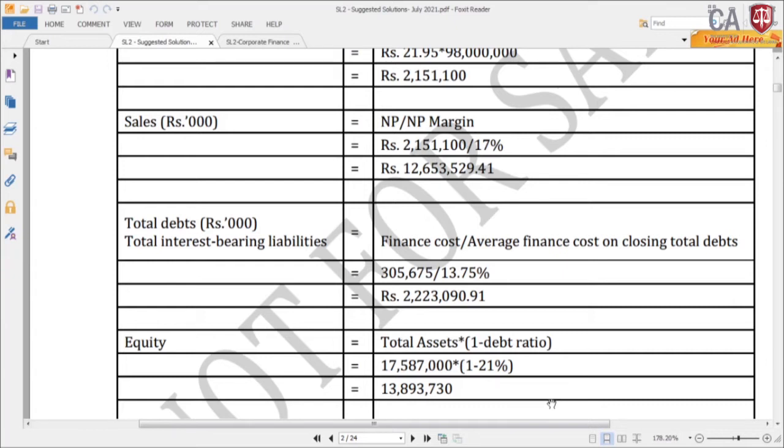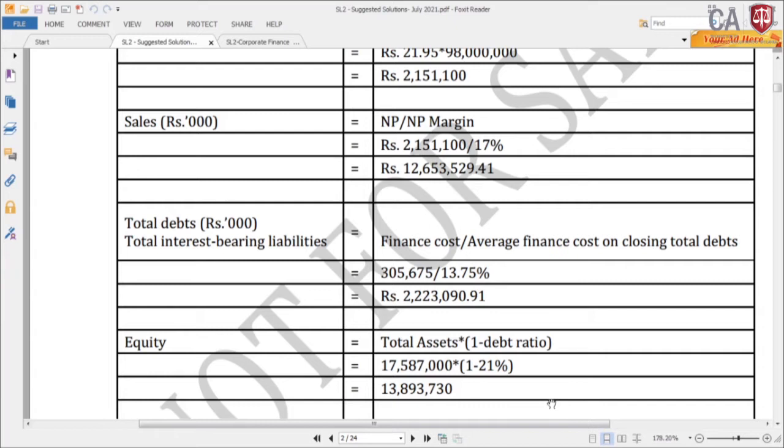Average finance cost on the closing total interest bearing debt. Average finance cost on the total interest bearing debt is 13.75. That means they are relating the finance cost in the P&L with your balance sheet closing balance of interest bearing loans. Because we all know that finance cost is calculated based on a loan outstanding.